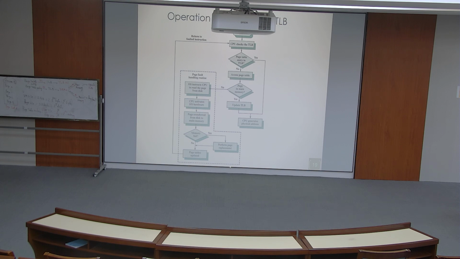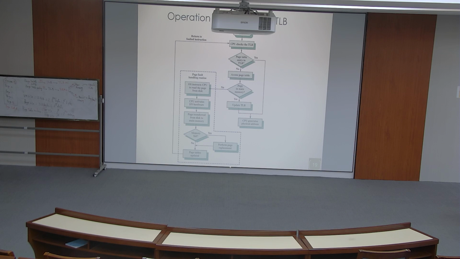So when it's not available in the main memory, the operating system needs to instruct the central processing unit to read the page table from the disk. Then the central processing unit has to activate the input-output hardware. Then the page table needs to be transmitted from the disk to the main memory. But we need to check the status of the main memory. Is the main memory full or not?